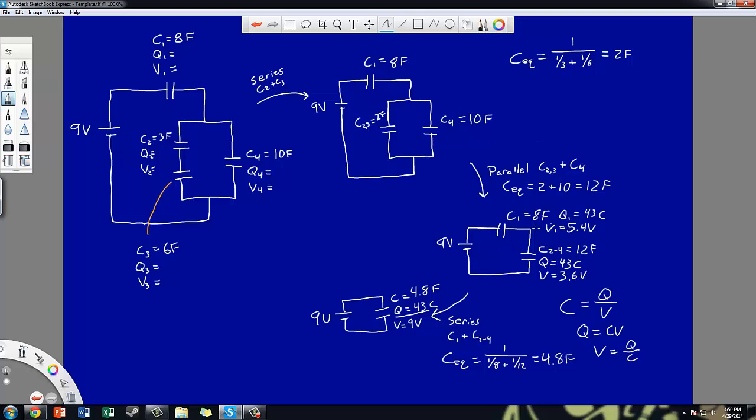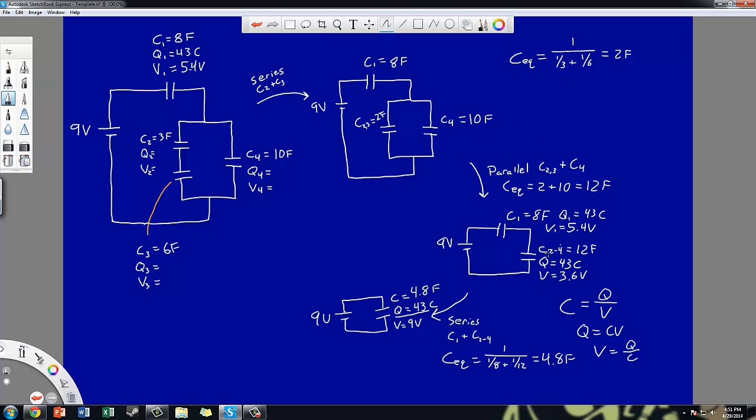C1 is actually finished now. As you notice, we have C1, we have Q1, and V1, so I can just go back to my original drawing and fill in that information rather than continuing to worry about C1 every step of the way. So I have 43 coulombs and I have 5.4 volts.